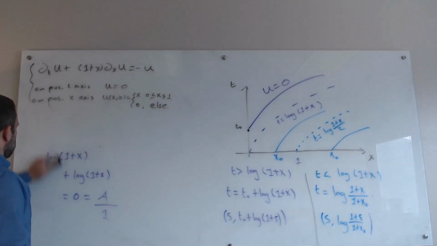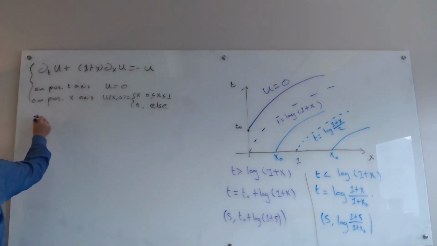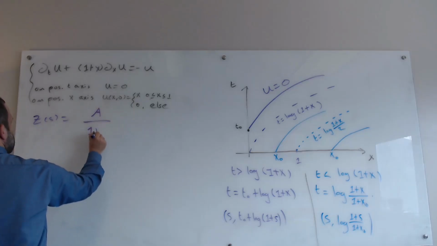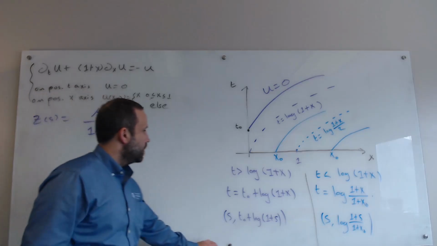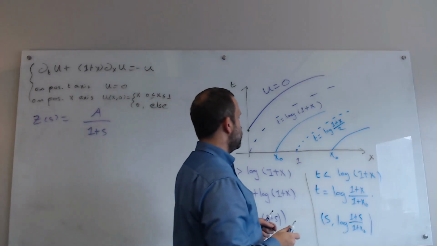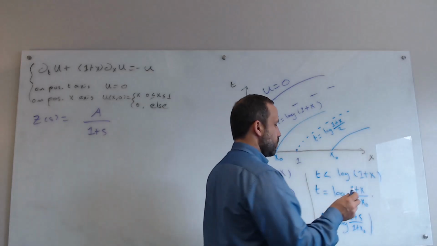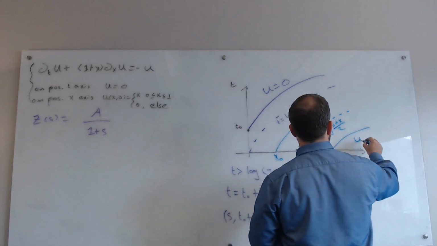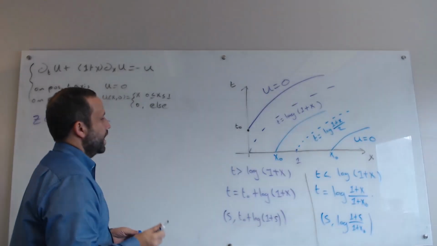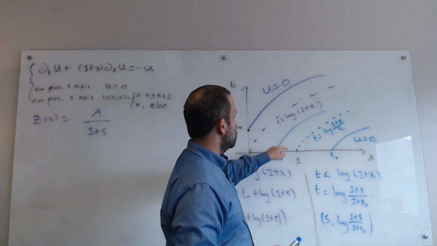So z of s is equal to a over 1 plus s. And I will let you look at similar arguments to show that if t is less than log of 1 plus x over 2, over here u is equal to 0. And so I just now want to talk about the part between these two dashed lines here.